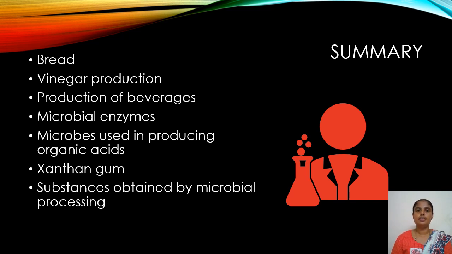We have also learned how commercial products are produced with the help of microbes like glutamic acid, citric acid, gluconic acid, lactic acid, itaconic acid, etc. We have also learned about how xanthan gum is produced and where it is useful. We have also learned how the substances obtained by microbial process have various applications.